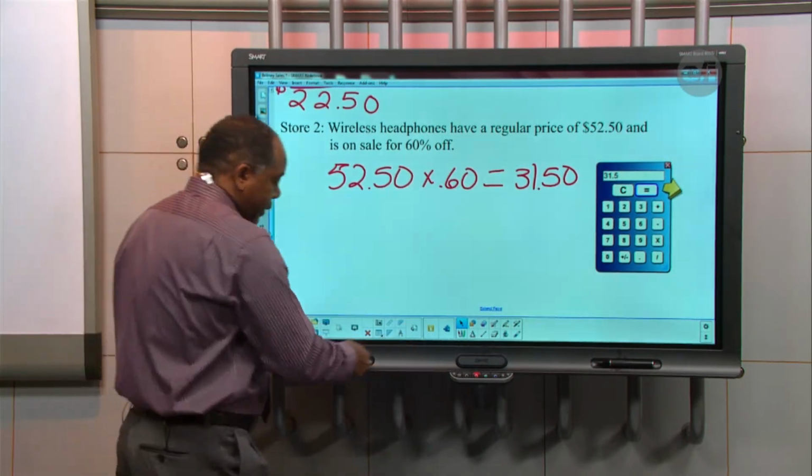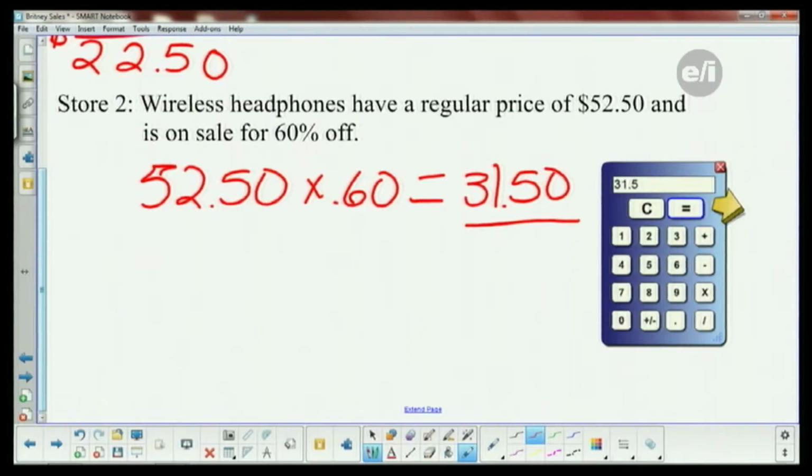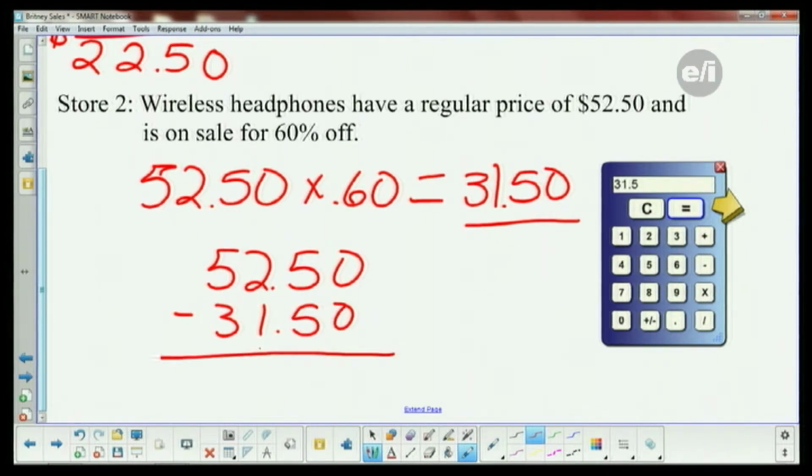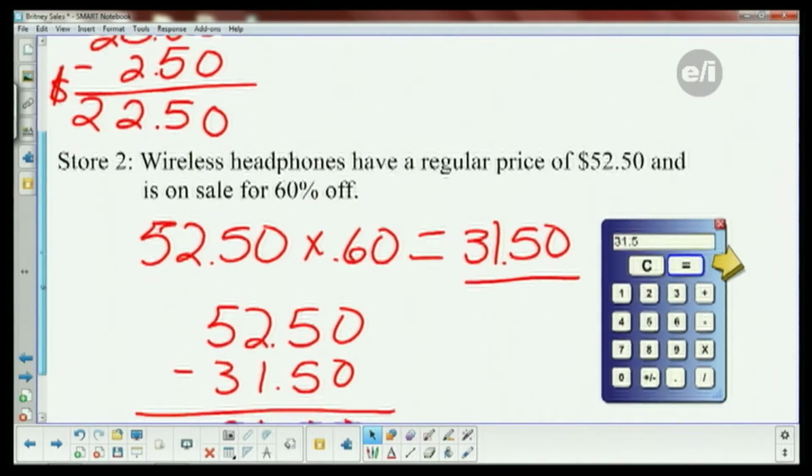Now, that's how much I have to take off. So I have to subtract this amount from the $52.50. And when I do that, I get 0, 5 from 5 is 0, 1 from 2 is 1, 3 from 2 is 2, so I have $21. So clearly, the second store is a better deal.